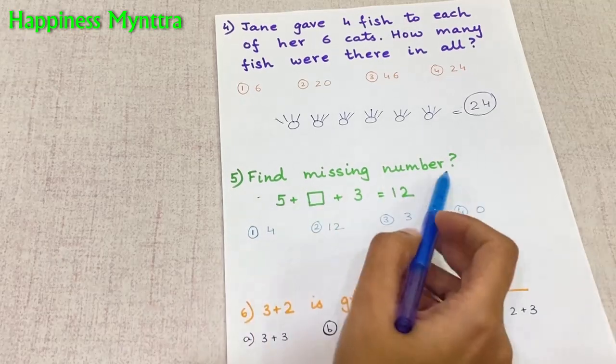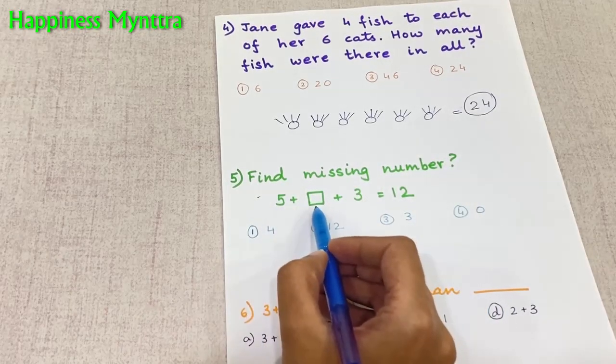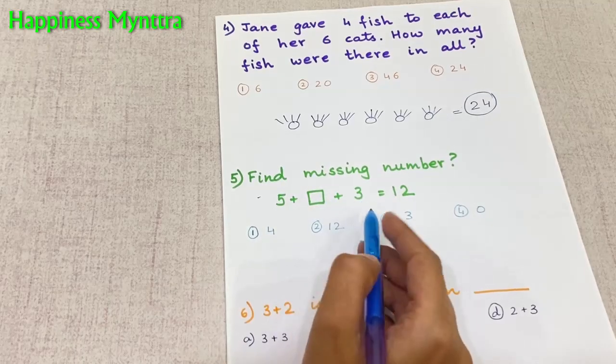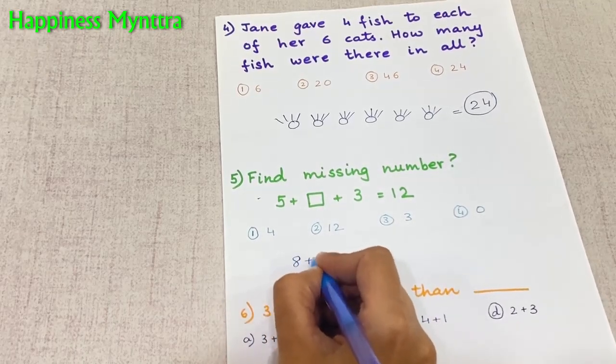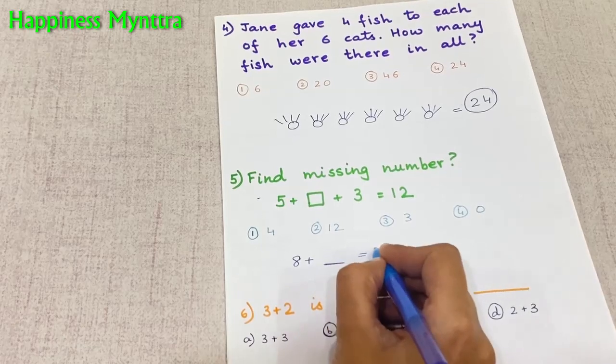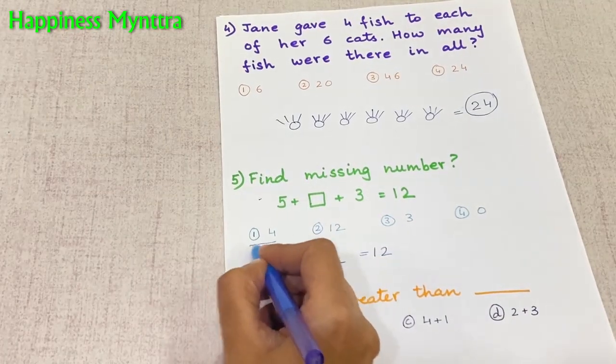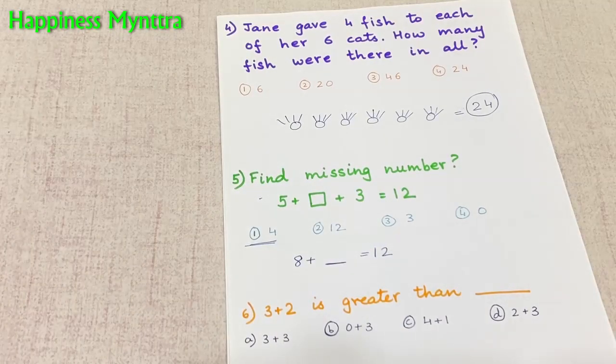Again, find the missing number. 5 plus dash plus 3 is 12. So we'll add 5 and 3, it gives us 8. So basically the question becomes 8 plus dash is 12. And after this, it's easy to figure out the answer. It's 4, 8 plus 4, 12.